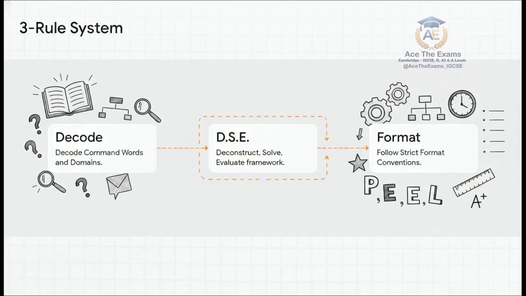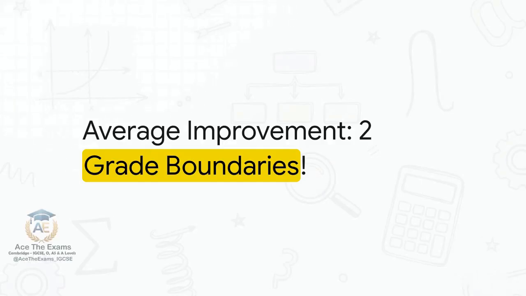And Rule 3. Follow strict format conventions. This means setting up a time management matrix in your head. Ensure you leave enough time at the end of the paper to present your information with proper headings, correct terminology, and clear, undeniable annotations. And listen, the results of this system absolutely speak for themselves.